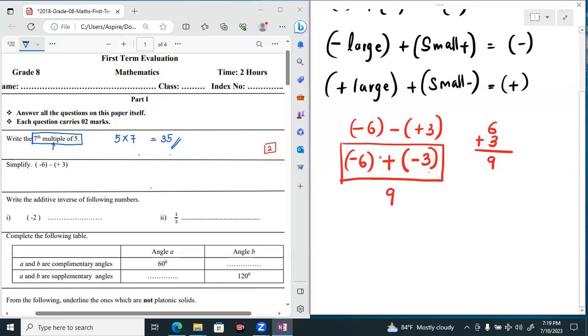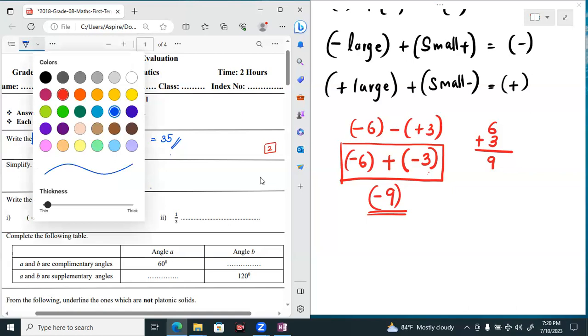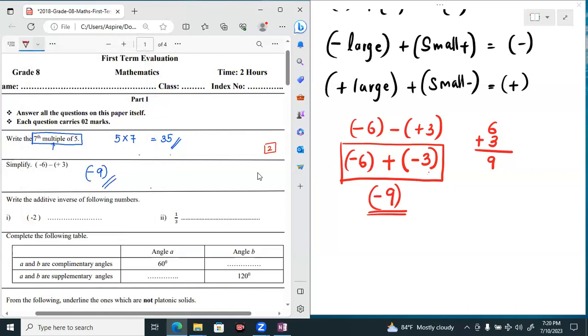Since both are negative, the answer is negative. Then here the answer is -9. Okay. Then here also you are given 2 marks.